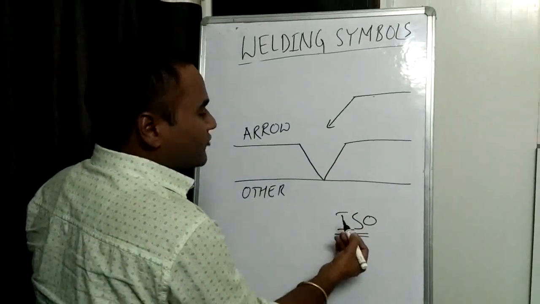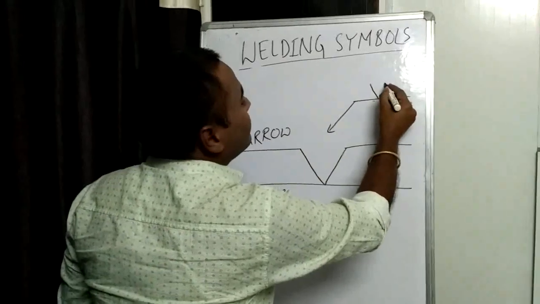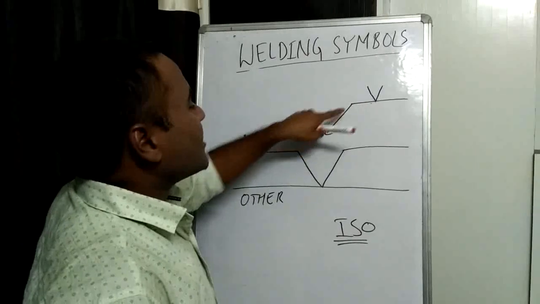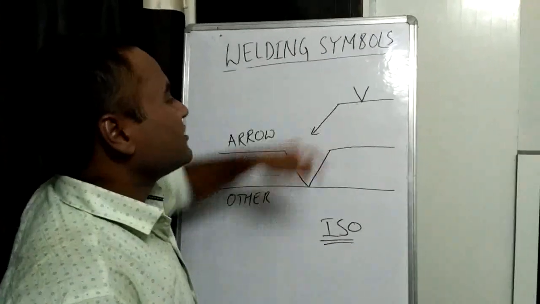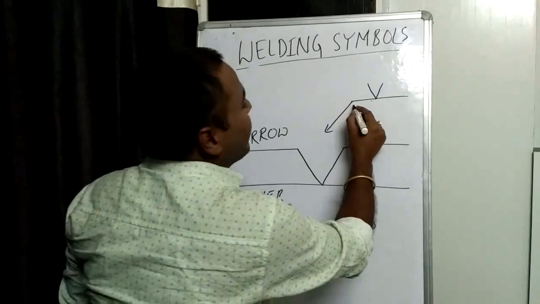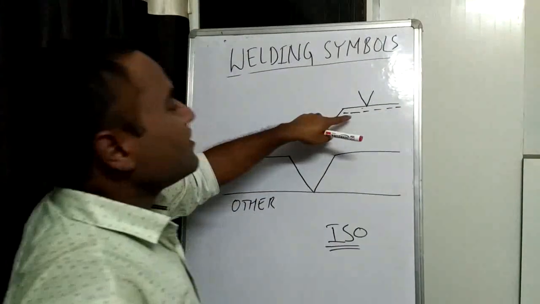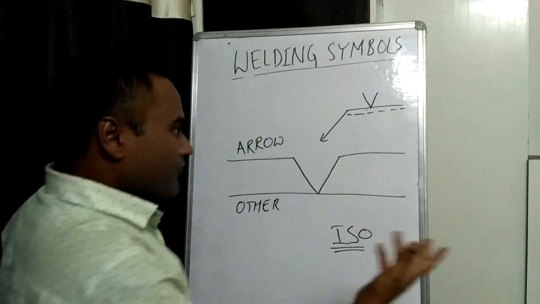So, as per ISO, welding on the arrow side shall be given above the reference line. So, as per ISO, this symbol shall be given here. And one more thing, as per ISO, we have to give one dotted line also below the reference line. Now, we will take one more example.